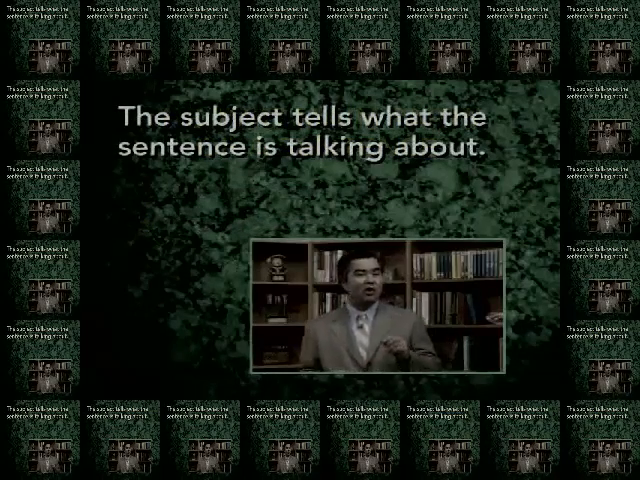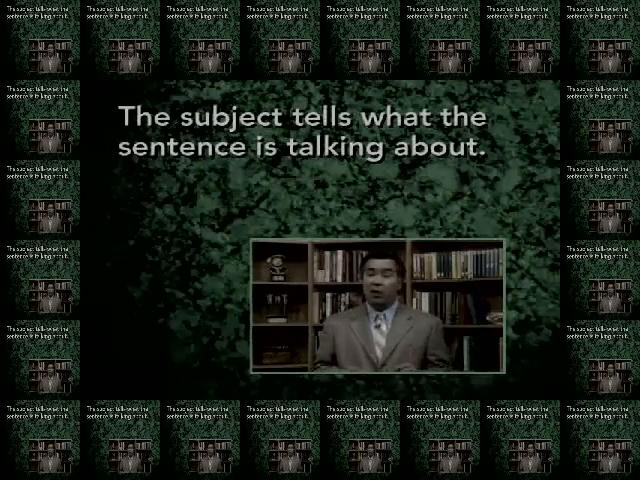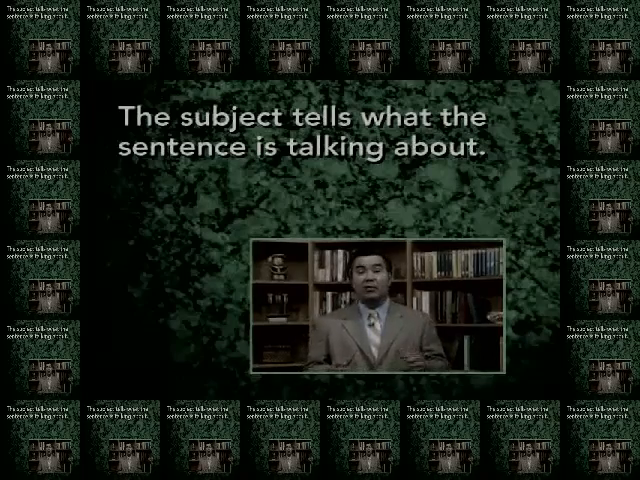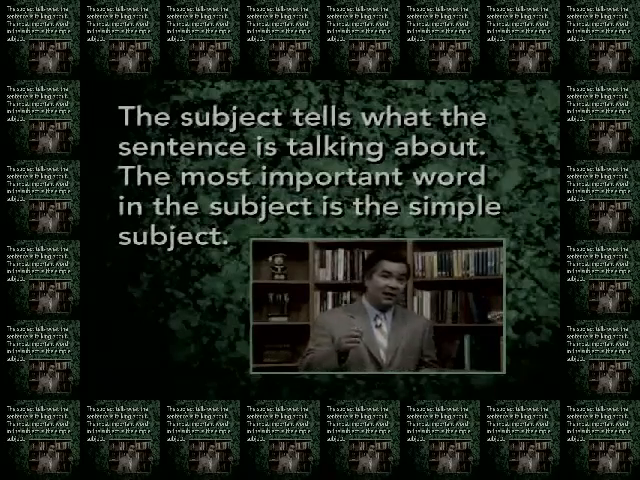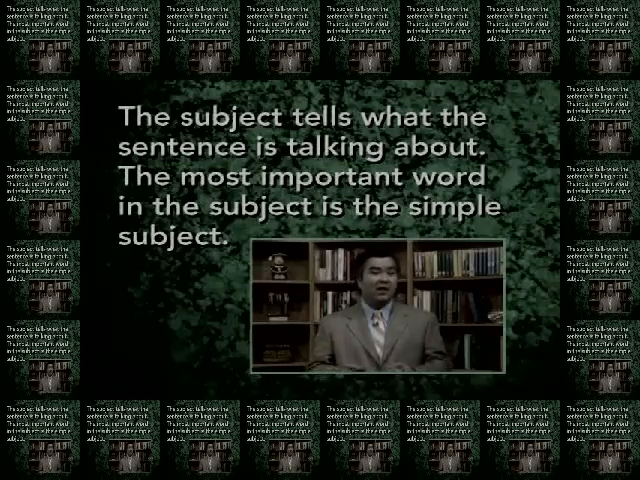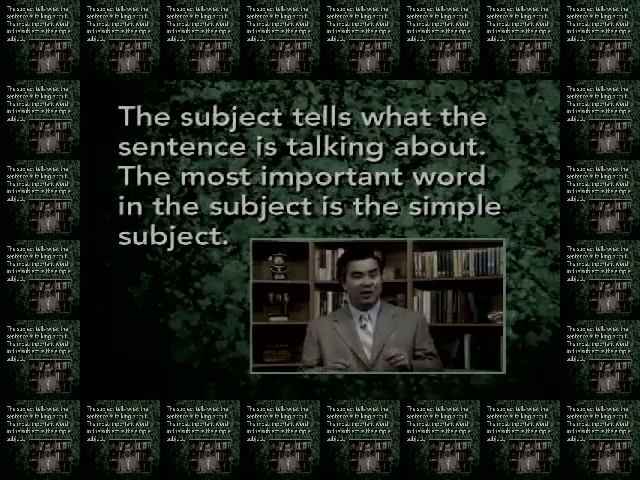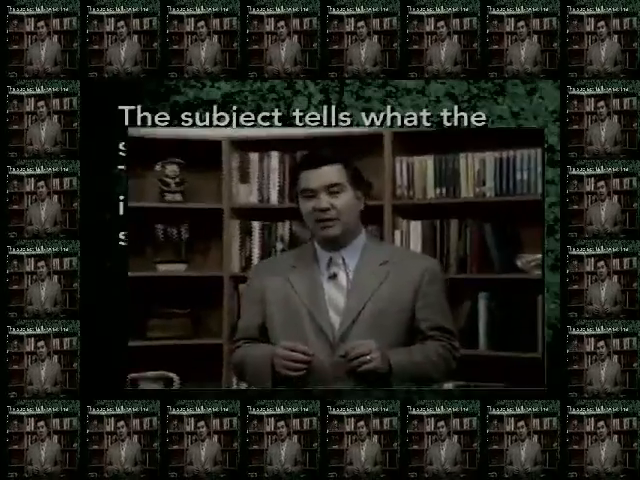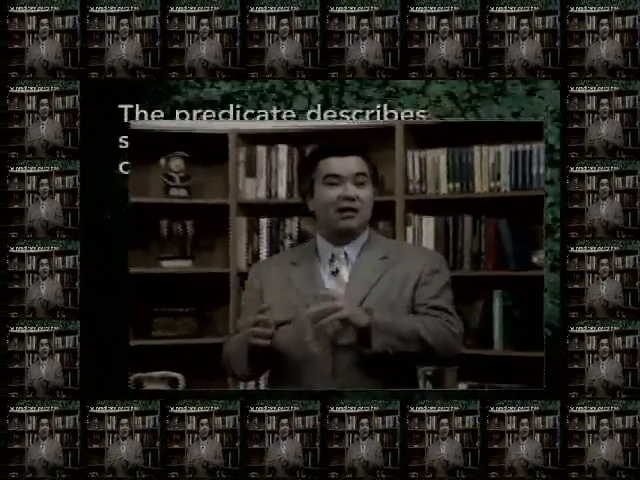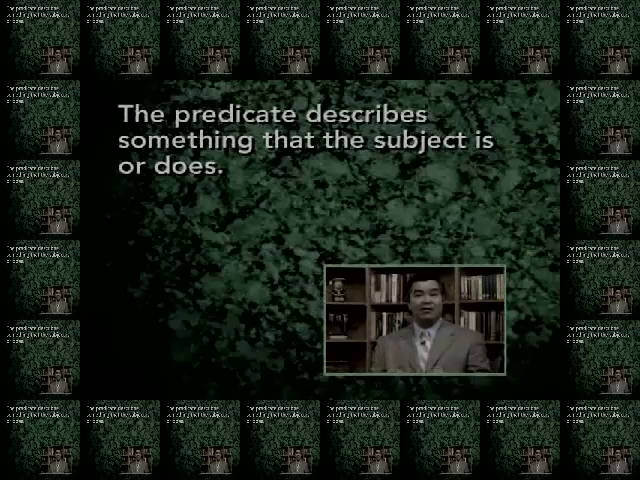The subject tells what the sentence is talking about. Now, the subject of a sentence may be only one word long, or it may include a number of words. In any case, the single most important word in the subject is the simple subject. The other words in the subject are there to give more information about the simple subject. And we'll see an example in a moment. The subject, then, is one part of the sentence, and the rest of the sentence, whatever is not part of the subject, is considered part of the predicate, which is the other main building block of a sentence.